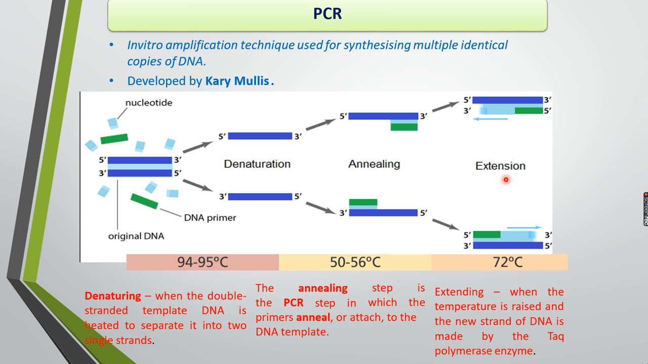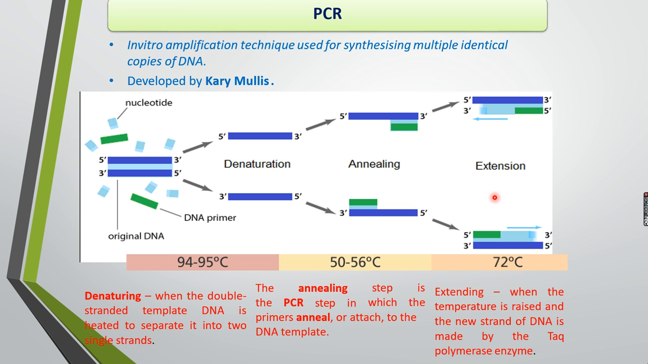What is the third step? Extension. It is also called primer extension. Here once again we are increasing the temperature, from 50 to 72. When the temperature is raised, a new strand of DNA is made. What is the enzyme used? Taq DNA polymerase enzyme. Here the nucleotide is there. This is the template, nucleotide is there, and this is the primer. Right? DNA primer. It shows its extension. So DNA primer can attach here. This is the 3' of the template DNA, and this is the 5' end of the primer, and it shows its extension.